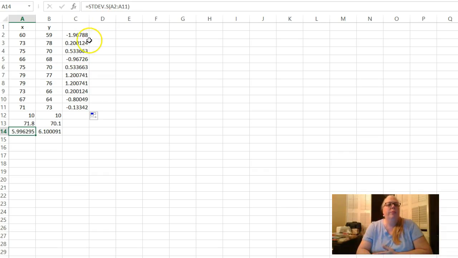And since my first one doesn't have any dollar signs on it, whenever I copy, it automatically moves on to the next one. So if we're on A2, then it moves to A3. If we're on A5, then it moves to A6.